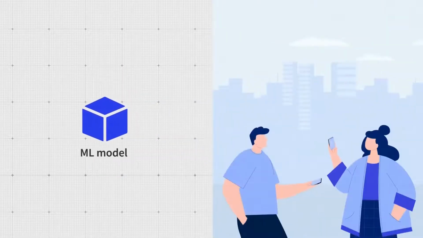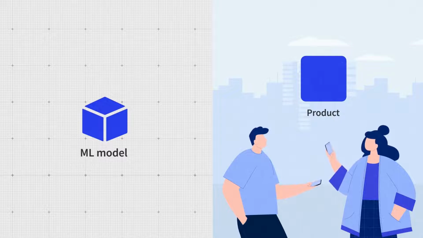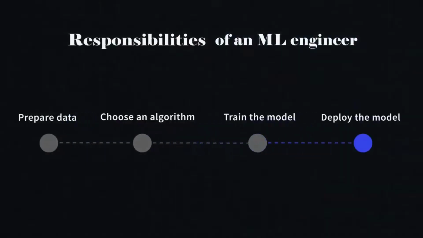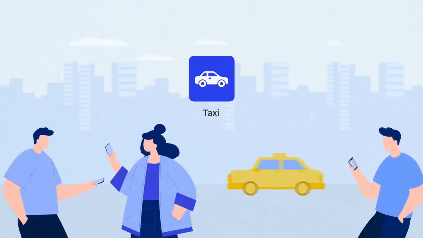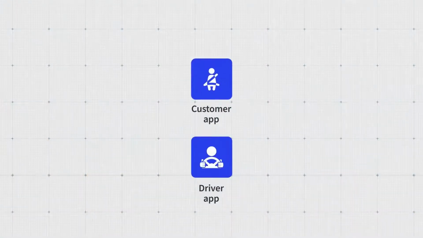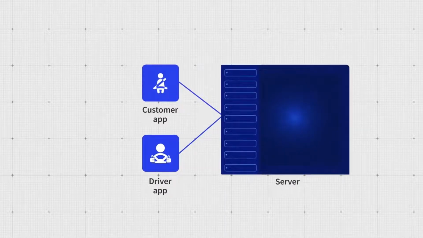But the model isn't a part of our product, and our customers can't use it yet. So now an ML engineer comes to productionalizing the model and its deployment. Here is our taxi application, or in this case, 2 client applications used by drivers and customers, and our server where all the backend logic sits. Now we need to deploy the model.